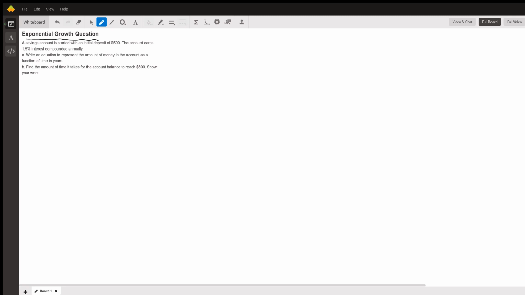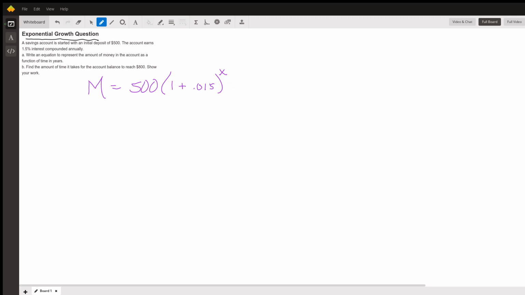So the way the exponential equation goes is, let's call the total amount of money M, for money. That equals your initial balance, which is 500, times 1 plus the interest rate. The interest rate is 1.5%, which as a decimal is 0.015. And then we raise that to the power of the number of years. So let's just call it X.